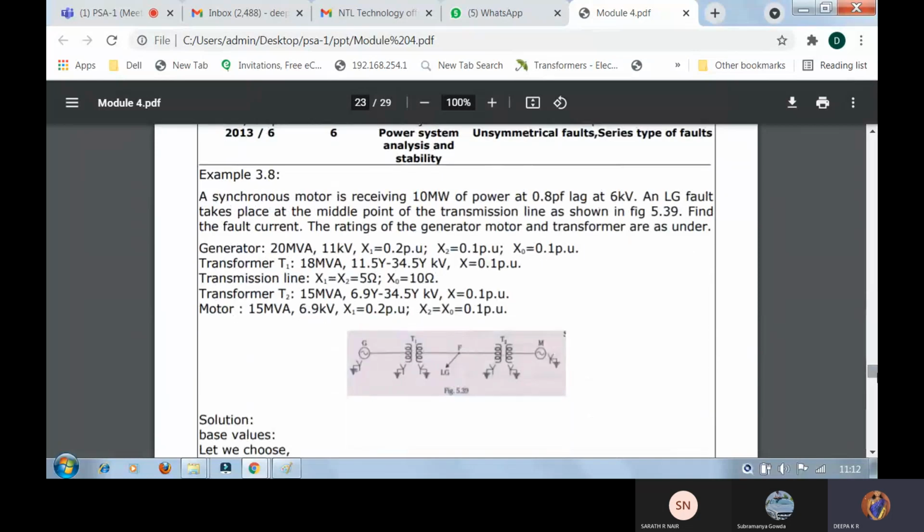A synchronous motor is receiving 10 megawatt of power at 0.8 power factor lag at 6 kV. An LG fault takes place.